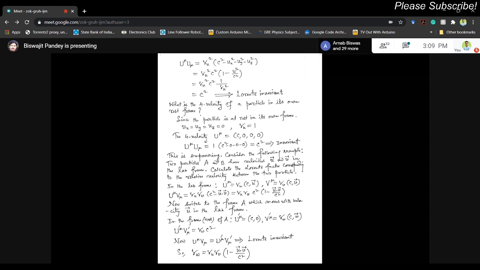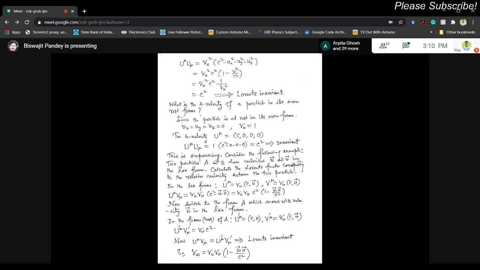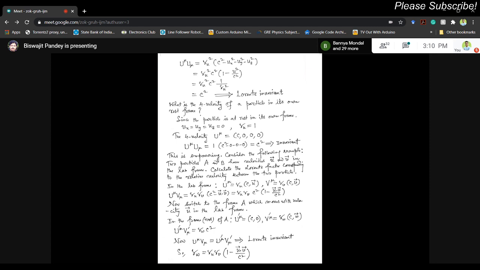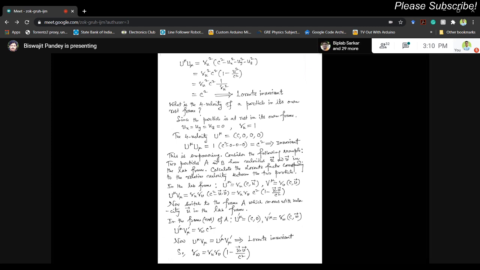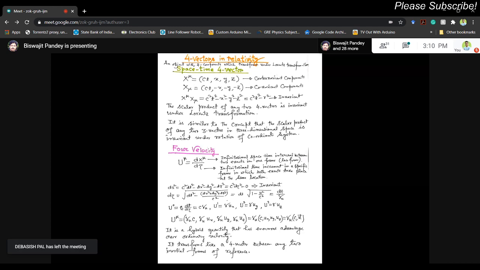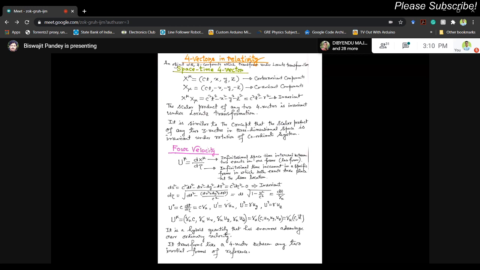What is the 4 velocity of light? How do I define it? Can I write an expression for 4 velocity of light? What do you think? Any guess? Okay, let me show you the definition here. So this is the definition of 4 velocity. U mu equal to gamma u c, gamma u ux, gamma u uy, gamma u uz. Now if I ask you what is the 4 velocity of light?